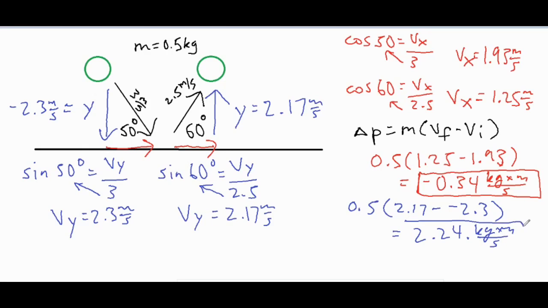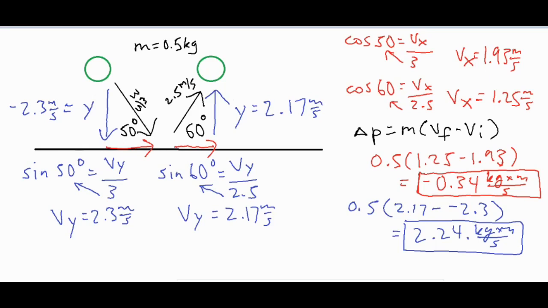kilogram meters per second. Now you notice this impulse is much, much larger than the horizontal one in red, because for the blue one, basically what the ground is doing to provide that vertical impulse is it has to completely stop that 2.3 meters per second of velocity and then fling it upwards at 2.17. So that's a much greater change in momentum, therefore a larger impulse.